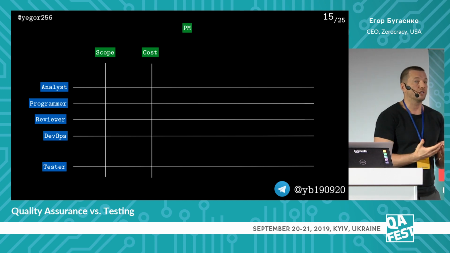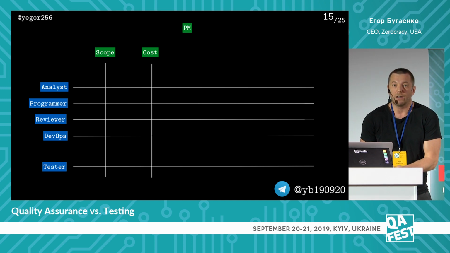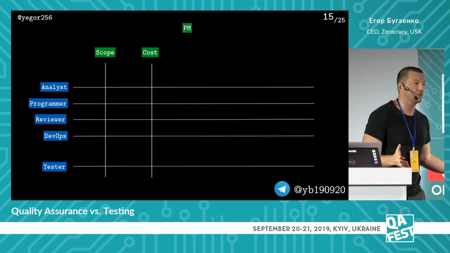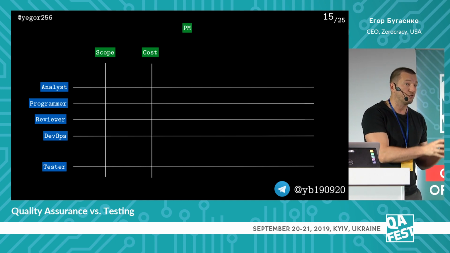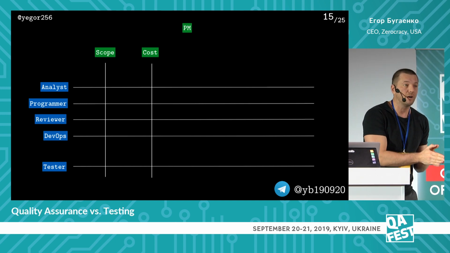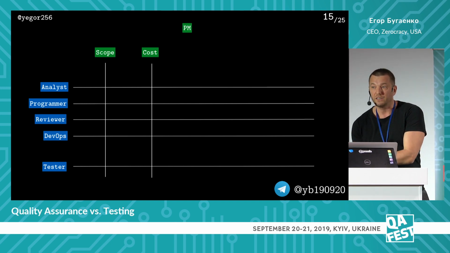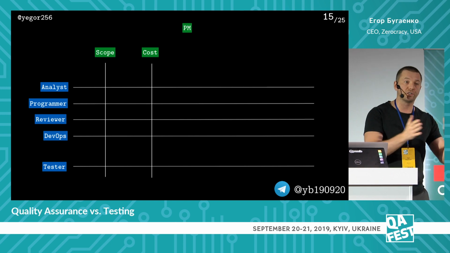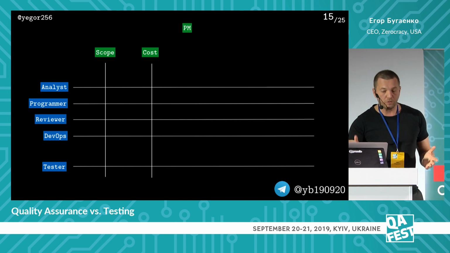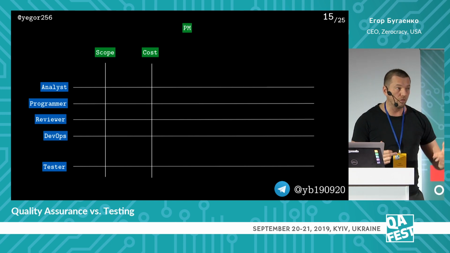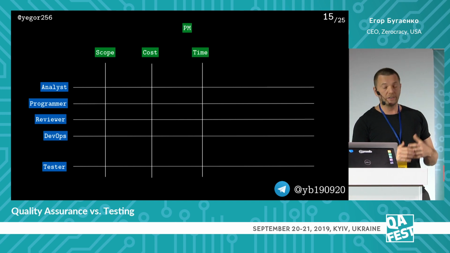Cost. I need to control cost. I need to control how much they spend. I don't want the programmer to spend all my budget. I want to control that the programmer spends exactly the amount of money I have for the programmer. And I want to control the cost of testing as well. So I need to do cost control of programmer, of tester, of DevOps, of analyst, of all of them. I do cost control. And then I need time control.